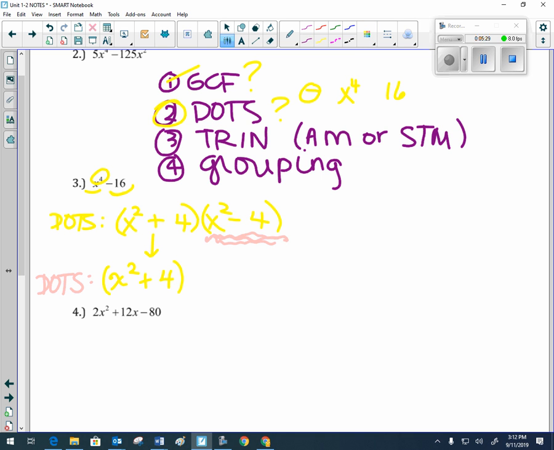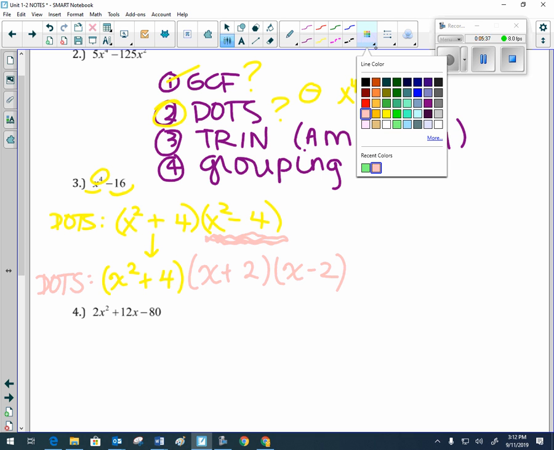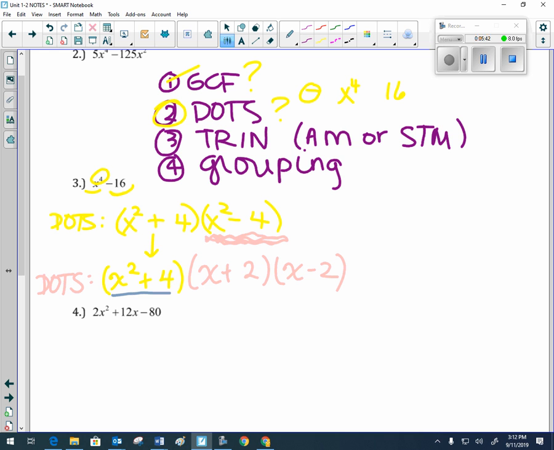And then I'm going to go on and just factor this x squared minus 4. So when I do that, I have x plus 2 and x minus 2. At this point, I want to go back and evaluate if my parentheses can be factored further. This one cannot. It is not dots. This is an x to the first. It's not dots. This is an x to the first. It's not dots. So that is my final answer.